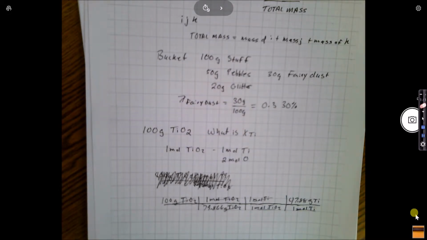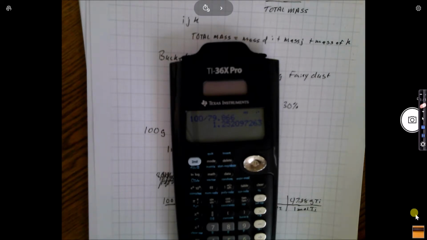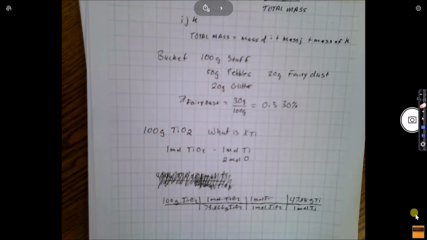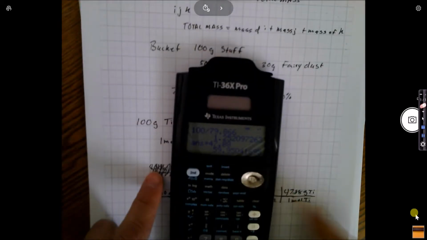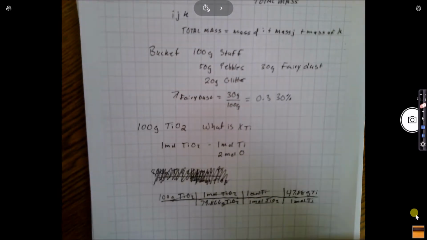Okay, hopefully this makes sense. So we have 100 grams of titanium. We're going to divide it by the molecular weight, 0.866. I'm just showing you guys the intermediary step. Hopefully you can read my fine TI calculator. I'm at 1.25 when I do that. And then you want to multiply it by 47.88 grams of titanium. And I got 59.95. I'm going to go ahead and round that up to 60 just for easiness.